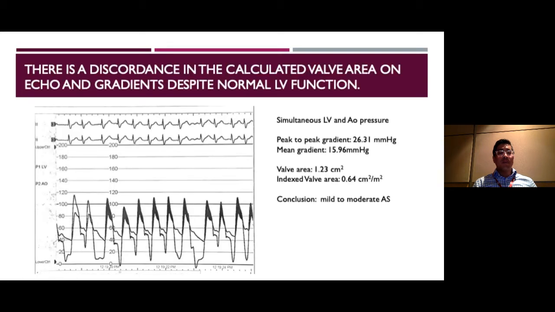So firstly, we performed a left heart cath and crossed the aortic valve. Simultaneous left ventricular and aortic pressures are shown on the left. The peak-to-peak gradient was 26.31 millimeters of mercury, and the mean gradient was just under 16 millimeters of mercury. The valve area was calculated at 1.23 with an indexed valve area of 0.64. So our conclusion was that the patient had mild to moderate aortic stenosis.